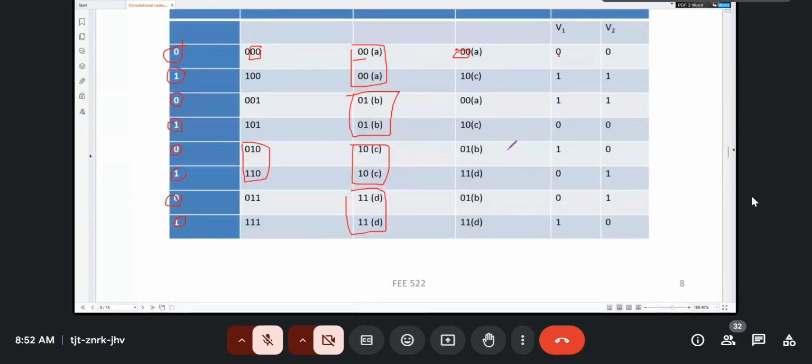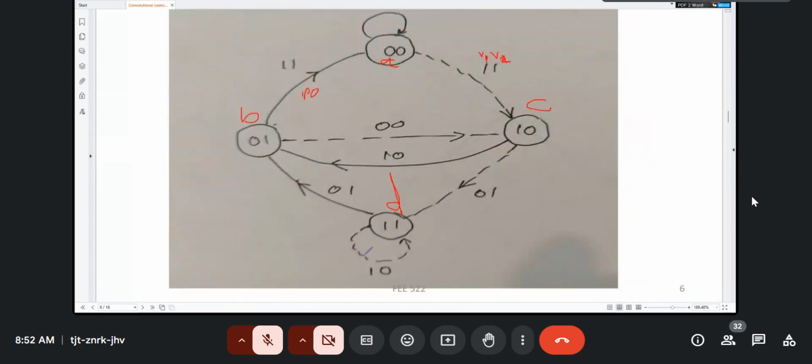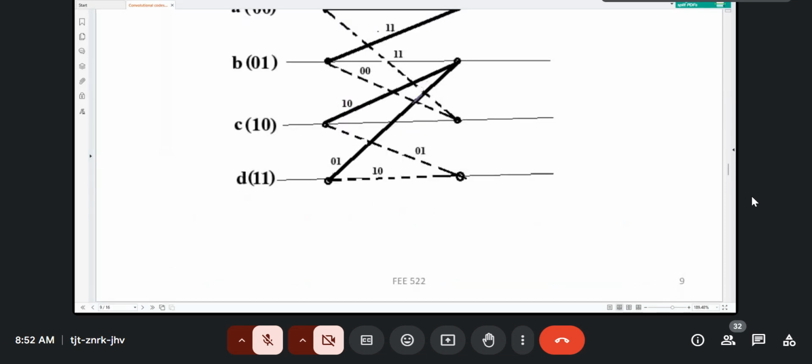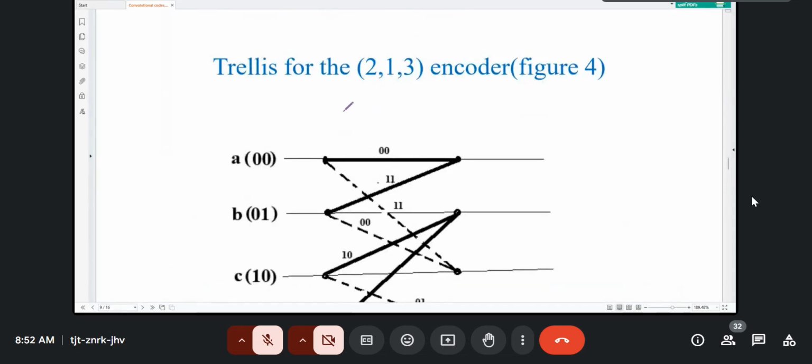And remember here, you remain in state D. These are the only cases where you remain in the same state: in the case of D, when the input is a 1, and in the case of A, when the input is a 0. If it's a dotted line, it is not dotted. So that is a trellis for this particular encoder. This is what you call a trellis diagram.